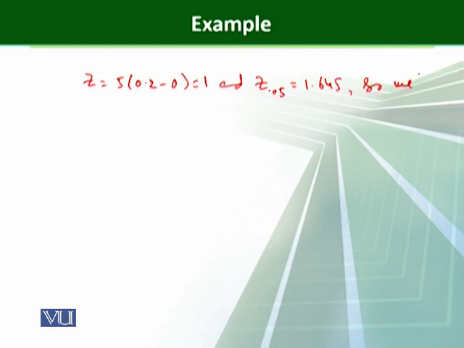So we cannot reject H naught, because the value of z should be greater than 1.645, then we will reject. So in this case the value of z is less than 1.645, so we cannot reject H naught. But if the level of significance is changed, we may reject H naught.